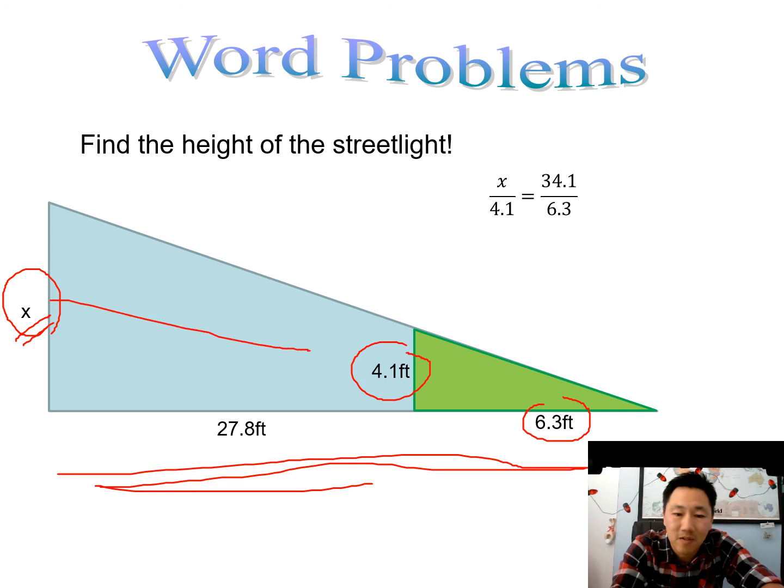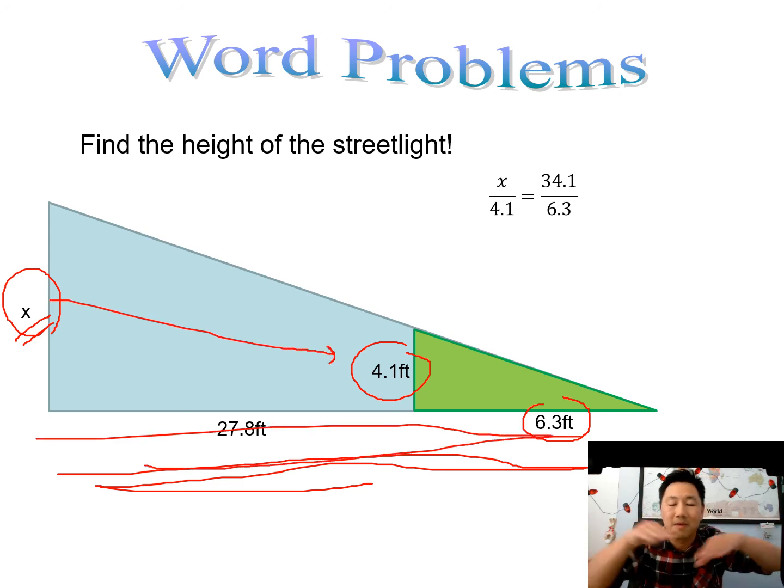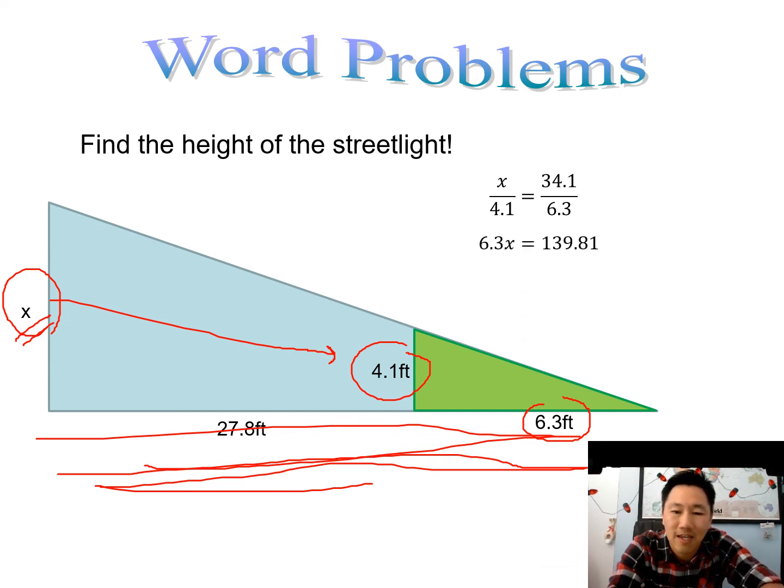X compares to the 4.1, but it's the whole bottom of the big triangle. The 34.1 compares to the 6.3. All right, be careful with that. Cross multiply, solve it out. The flagpole, or in this case, the lamppost, is 22.19 feet. All right, that is all. Go ahead and try the homework.